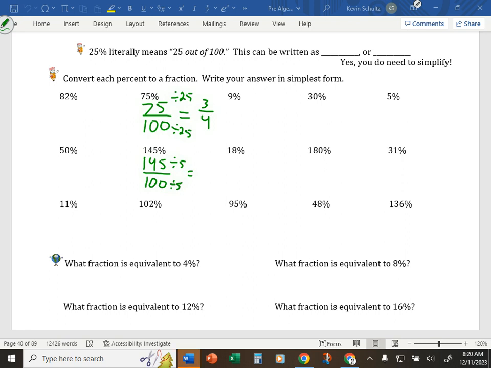145 divided by 5 is 29. 100 divided by 5 is 20. And so 29/20ths is going to be your answer.